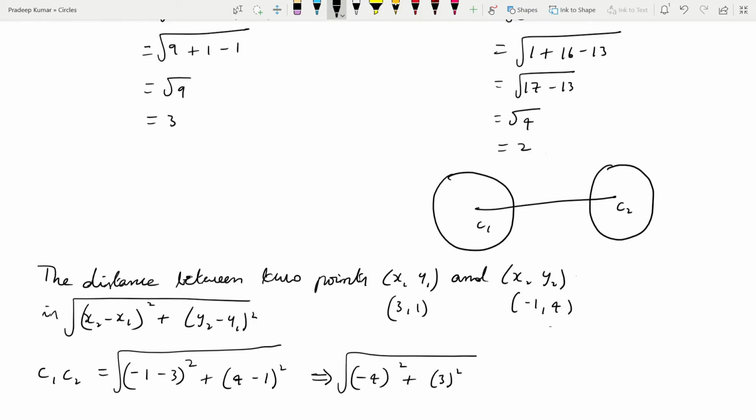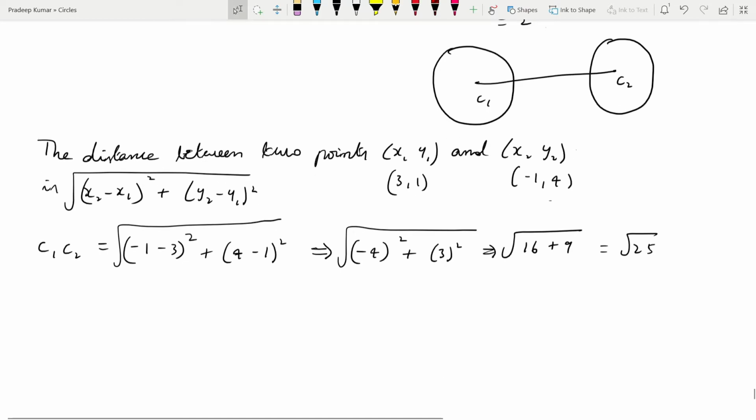So I can further solve this. 4 square is 16 and 3 square is 9. This is under root, so I'll be getting root 25, and root 25 is 5. So the distance between the center 1, that is circle 1 center, to the circle 2 center, how much was it? It was 5. Alright, so that is what we got here.